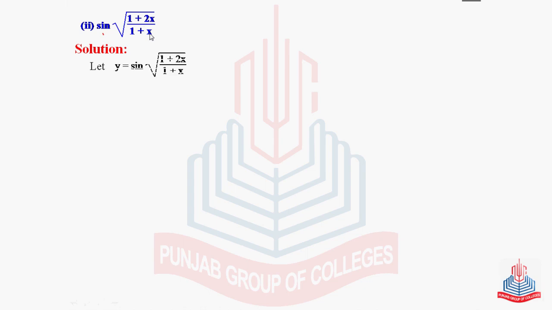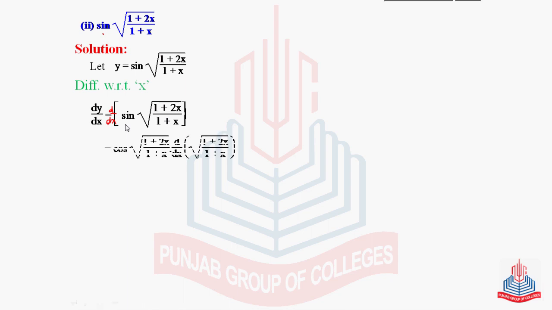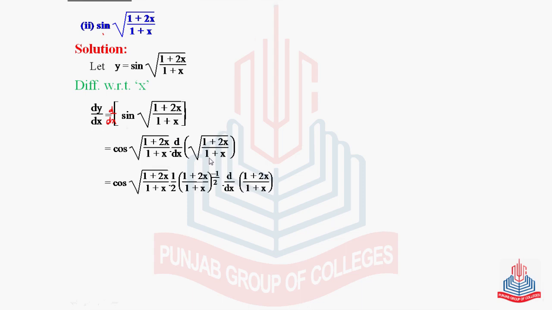Y is equal to sine square root 1 plus 2x by 1 plus x, differentiation will apply on left hand side dy by dx, and derivative will also apply on right hand side, which is actually like this, d by dx of sine square root 1 plus 2x by 1 plus x, and then derivative of sine will be cos, angle will be as it is, derivative will apply on this angle. Now cos and angle will be as it is.